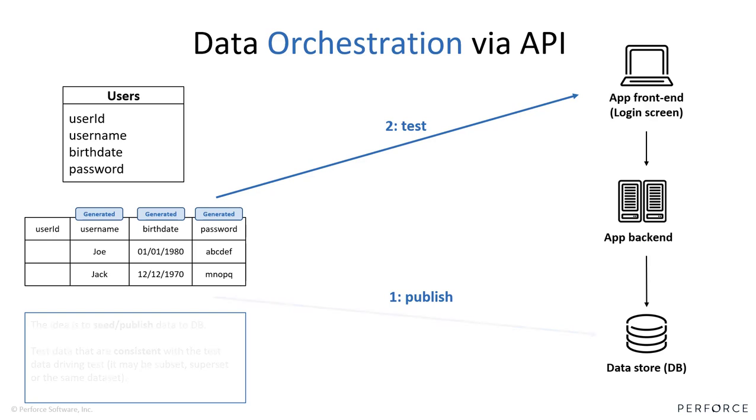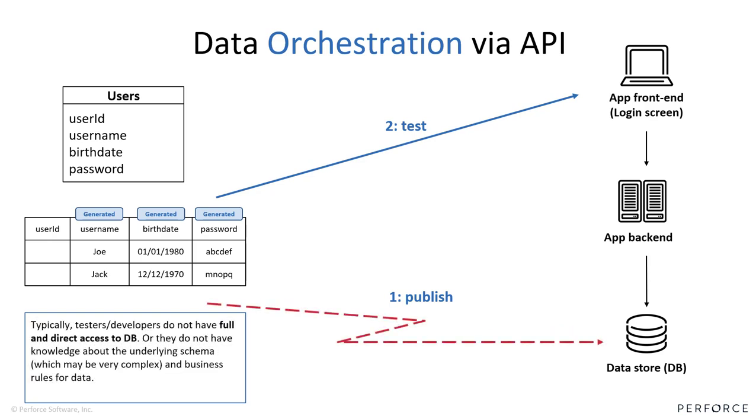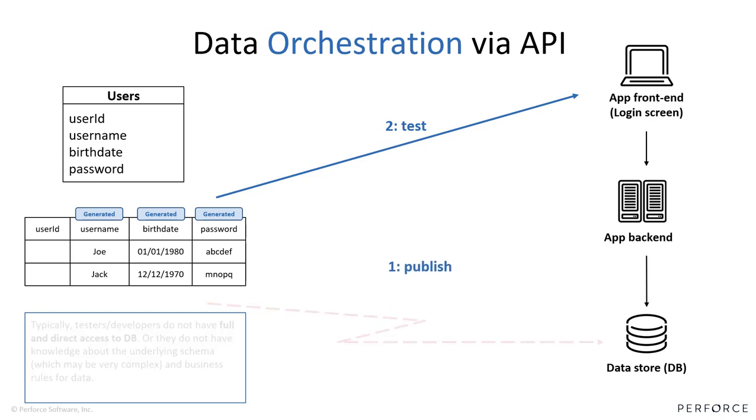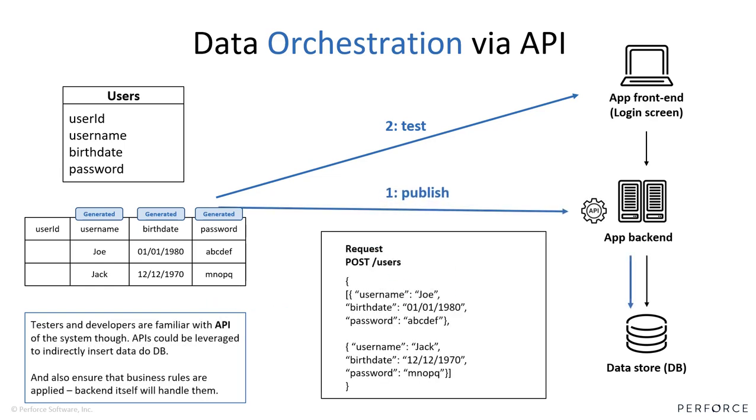But the issue with this is that developers tend not to have access to the database. They certainly don't know the schema and perhaps the structure of the database. And most updates generally come from the application. So what we can do is actually use the application's API to publish the data through the API into the database. So you can see here, we're going to take the records that were generated, publish it through the API.